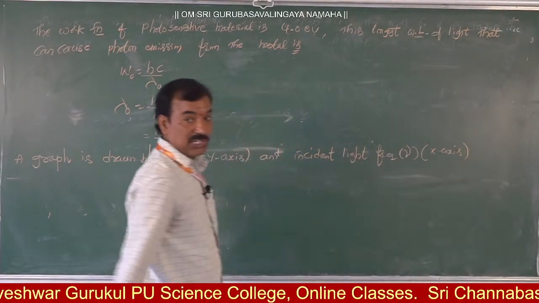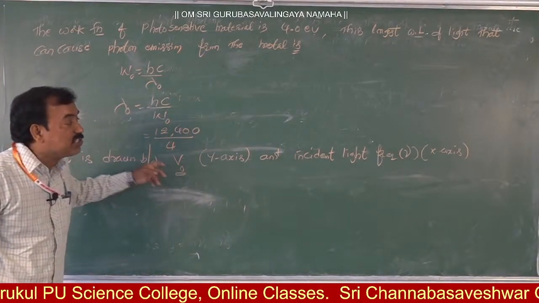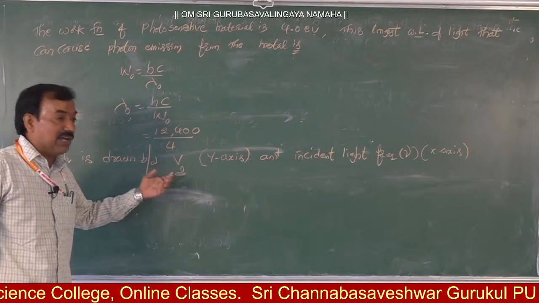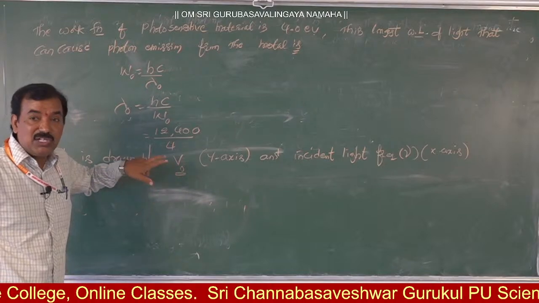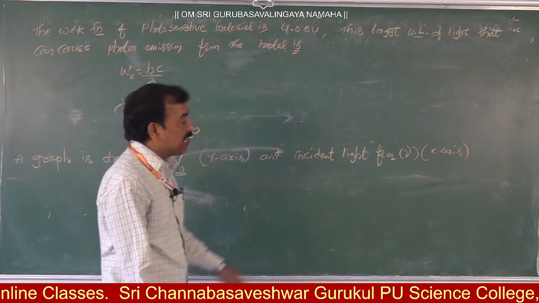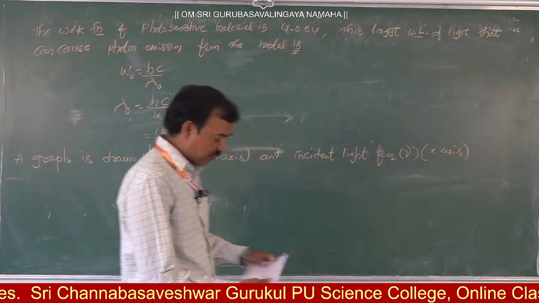I already told this application, the fifth application. Again, this is the relation between the stopping potential and frequency. The stopping potential value is taken on the y-axis, and the frequency of incident light on the x-axis. The same question is given here.